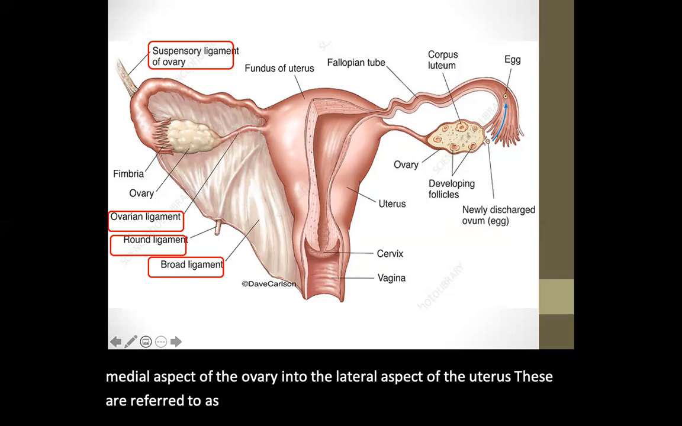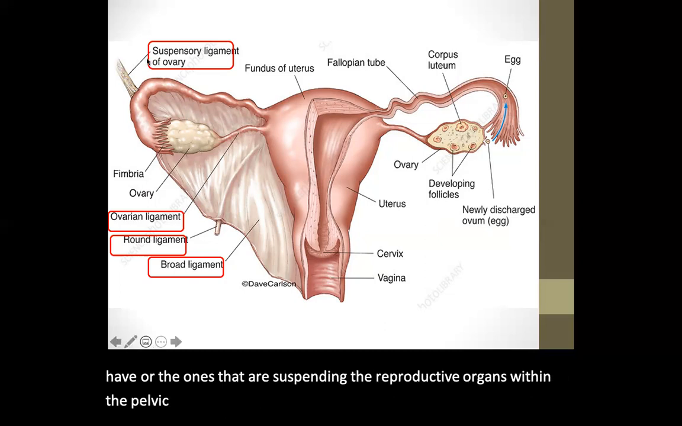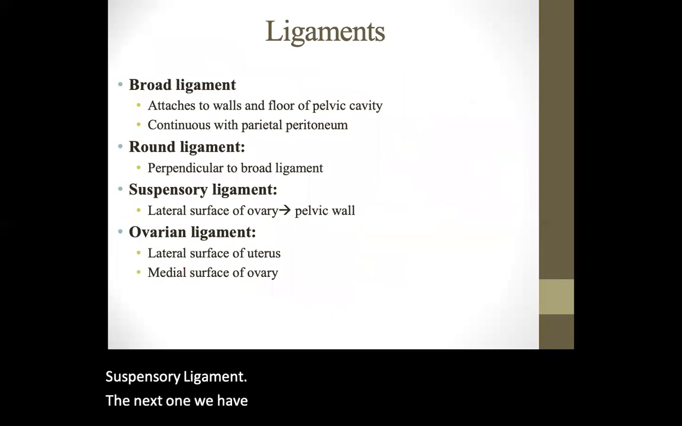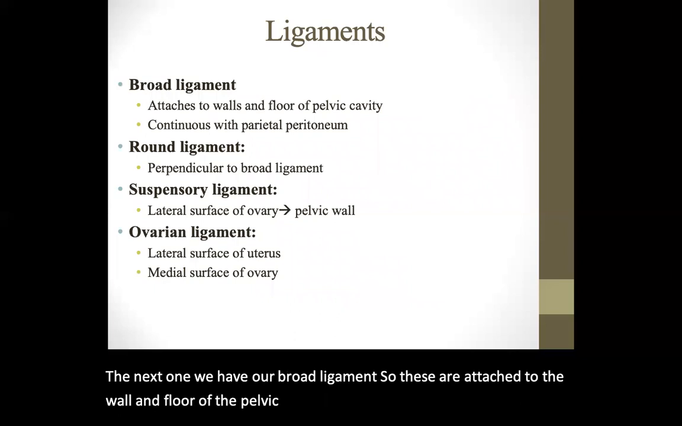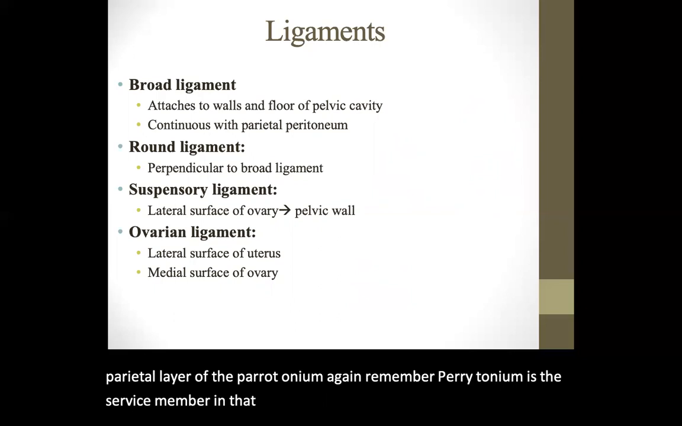The second set of ligaments are the ones that are suspending the reproductive organs within the pelvic cavity. And because they're suspending, they're also called suspensory ligaments. The next one we have is the broad ligament. These are attached to the wall and floor of the pelvic cavity. They continue to form the parietal layer of the peritoneum. Again, remember, peritoneum is the serous membrane that is present within the abdominal pelvic cavity.